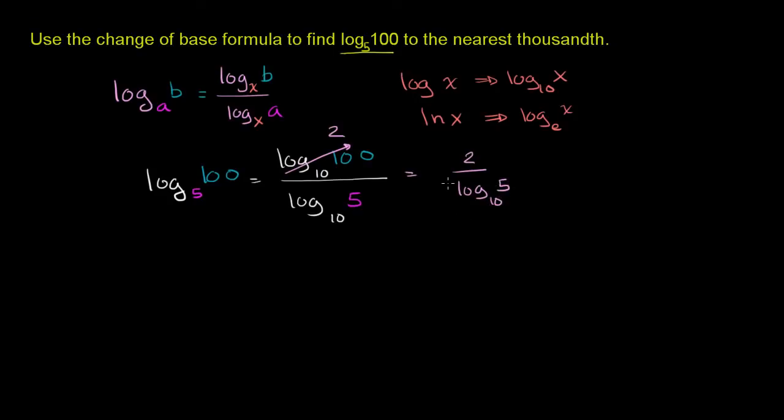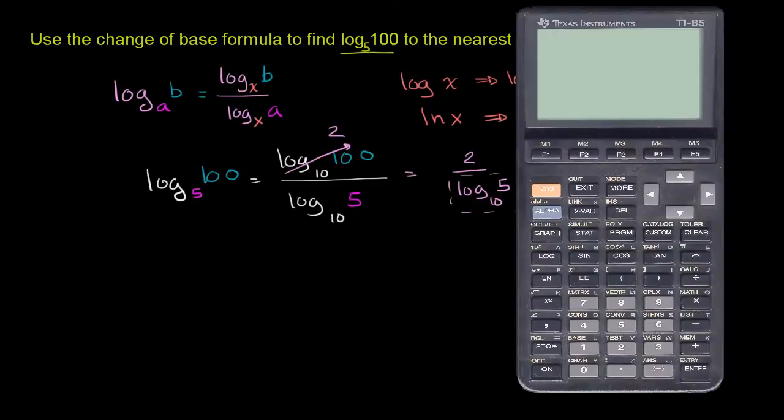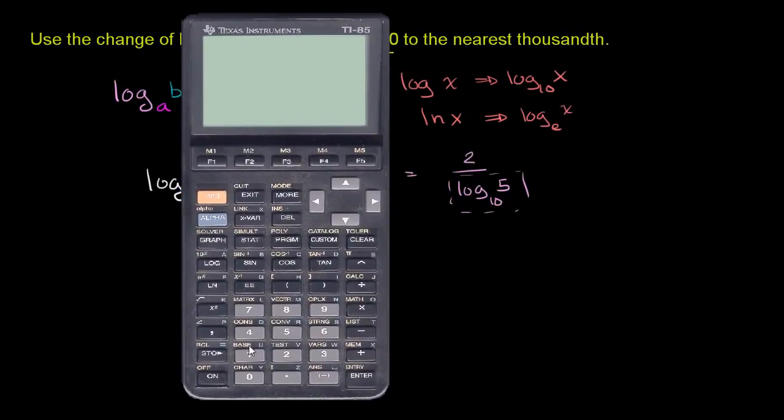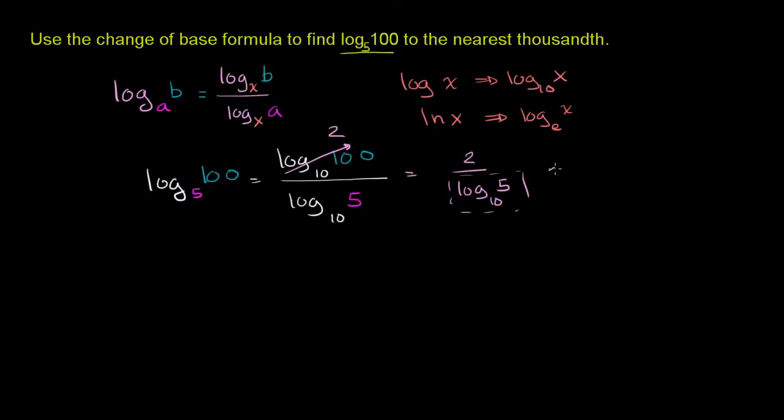And we can now use our calculator because the log function on a calculator is log base 10. So let's get our calculator out. We're going to get 2 divided by log of 5. When someone just writes log, they mean base 10. If they press ln, that means base e. So log, without any other information, is log base 10. So 2 divided by log base 10 of 5 is equal to 2.861, to the nearest thousandth. So this is approximately equal to 2.861.